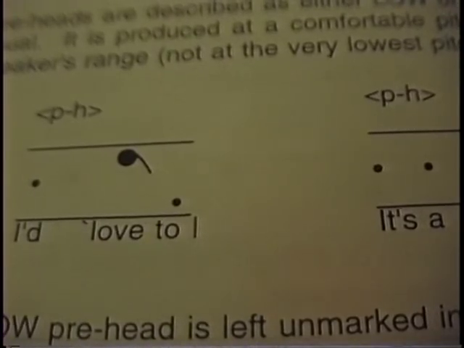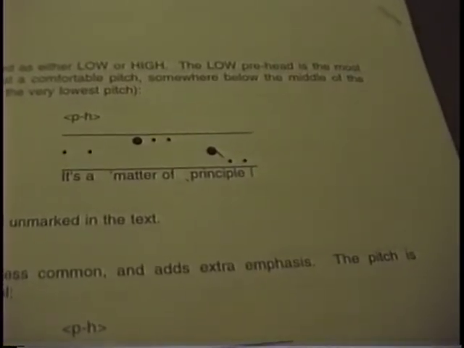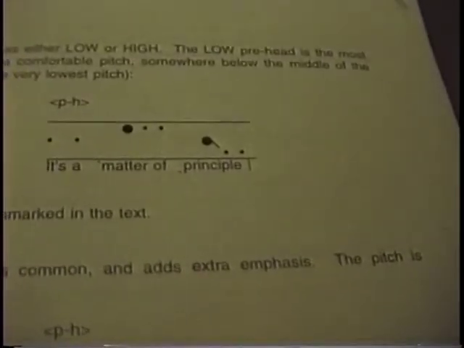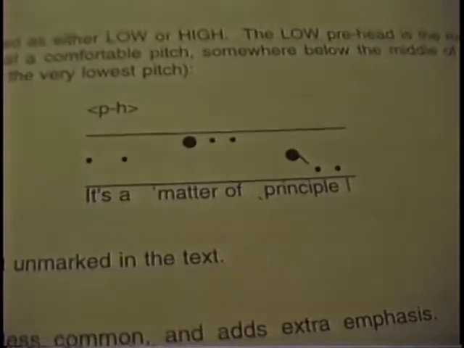So if I say something like, I'd love to, the starting pitch there is just the kind of comfortable pitch that I would vocalise at, all other things being equal. It's not particularly high, it's not particularly low, but it's on the lower end of the range. And the next example, it's a matter of principle. That's right. The it's there is something you just throw away, don't worry about. It's just on whatever pitch is comfortable, really. If you're marking intonation, there isn't a marker for the low prehead, it's just left unmarked.